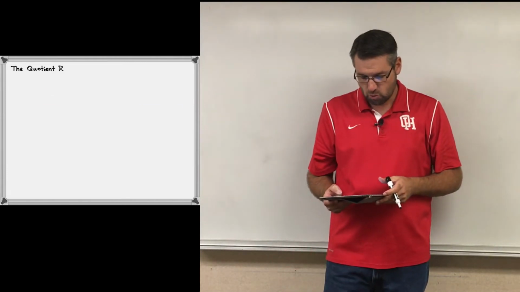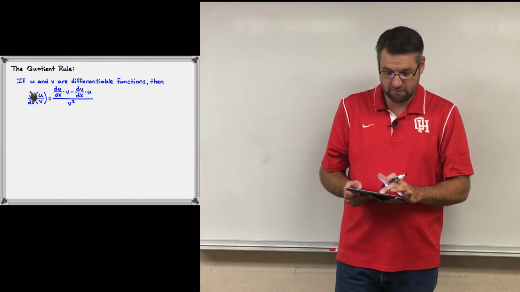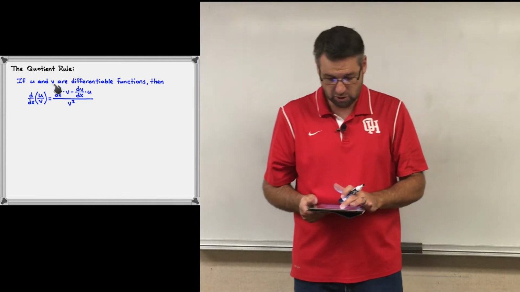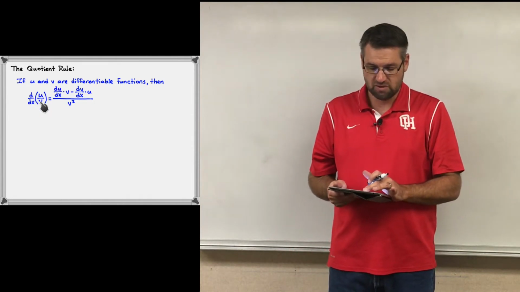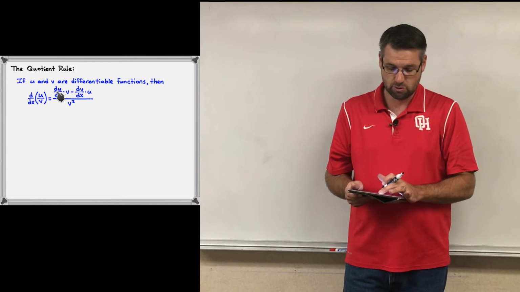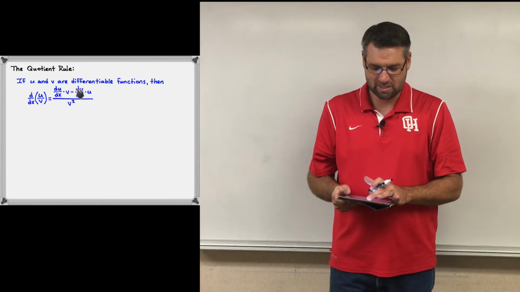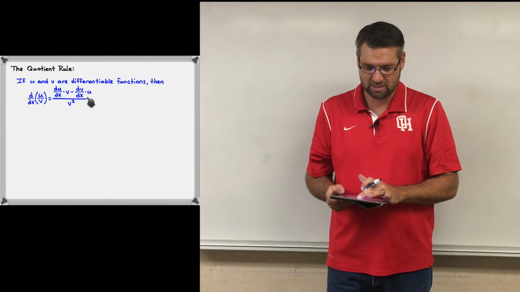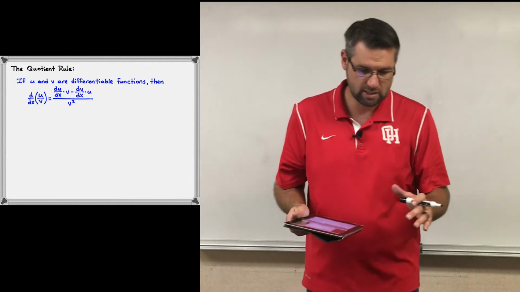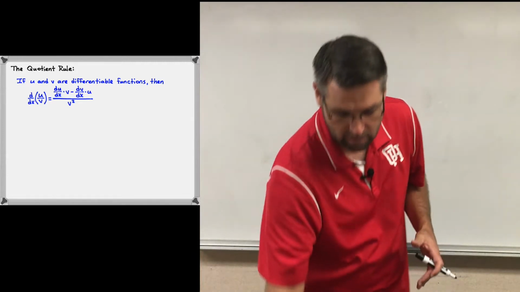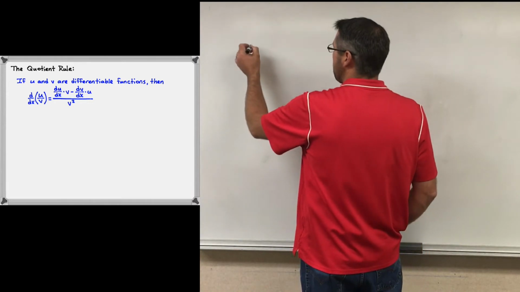So here's what the quotient rule says, and in some funky context, it says that if u and v are differentiable functions, then the derivative in respect to x of u divided by v is equal to the derivative of u in respect to x times v minus the derivative of v in respect to x times u all over v squared. Now that is really wonky, right? It's like weird to look at, weird to read. I get it. Let me rewrite it in a different way.